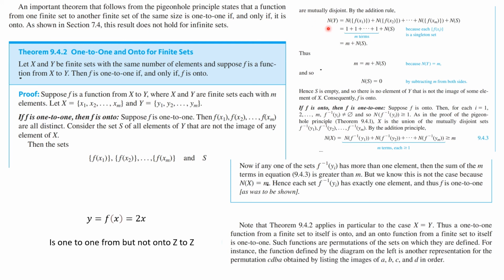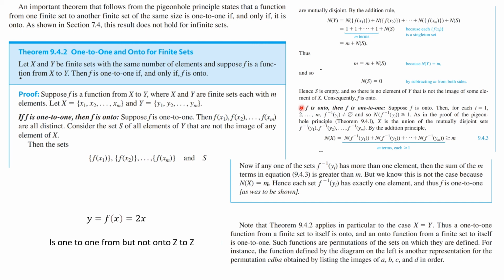So by the addition rule, the number in Y is equal to the sum of the number in those sets plus the number in S. We'll get m terms that are 1s plus n sub S, which is equal to m plus n sub S. Thus, m is equal to m plus n sub S, and solving that equation, the number in S has to be 0. Hence, S is an empty set. So there is no element of Y that is not the image of some element of X. Consequently, f is onto.